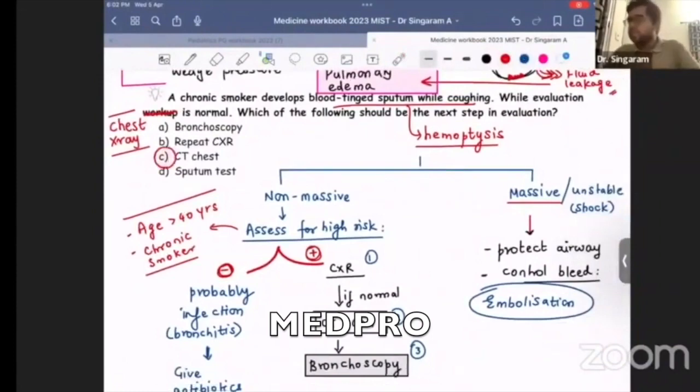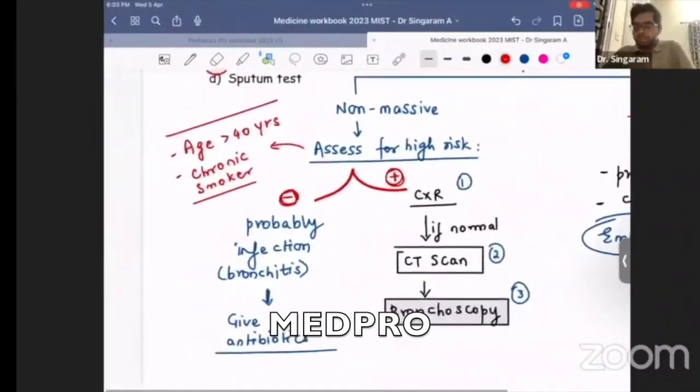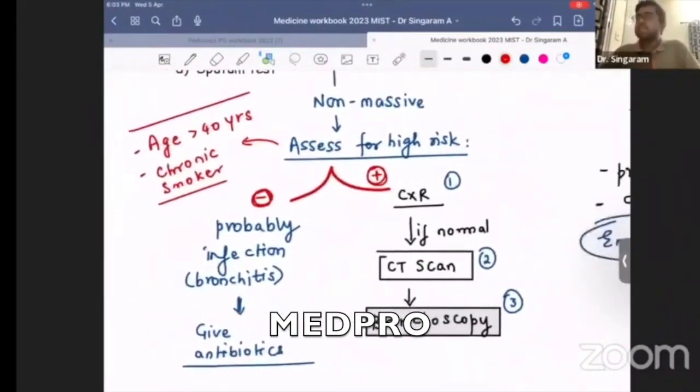This was a very recent question, so that is why I have included it at the end of the discussion. The same pattern of question can be asked. Usually, all your previous exam questions were like massive bleeding, what is the management. But now it is a non-massive bleeding, and they have already given chest X-ray normal. The next step is going to be CT scan. So that will be the discussion for today.